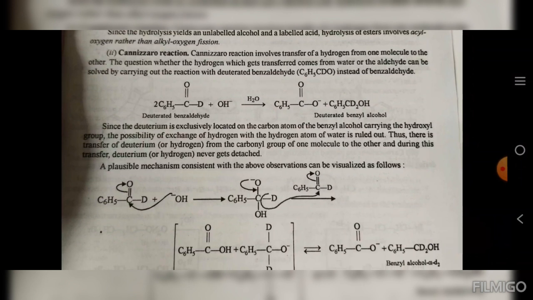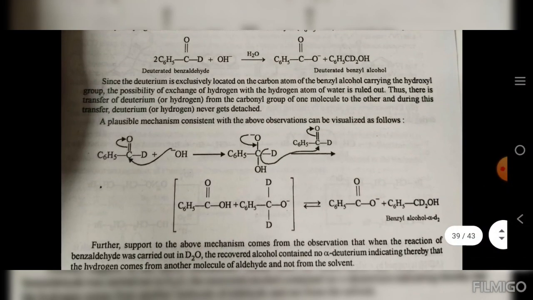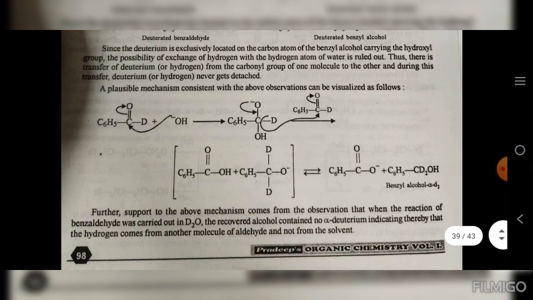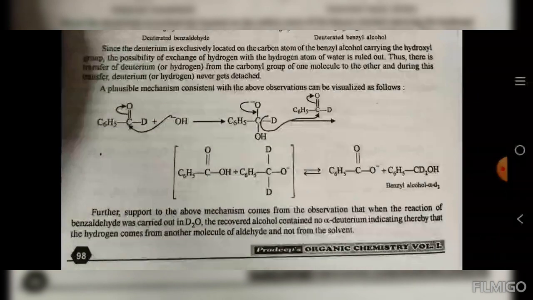Cannizzaro reaction. The Cannizzaro reaction involves transfer of a hydrogen from one molecule to the other. The question whether the hydrogen which gets transferred comes from water or the aldehyde can be solved by carrying out the reaction with deuterated benzaldehyde, C6H5CDO, instead of benzaldehyde. Deuterated benzaldehyde gives deuterated benzyl alcohol. Since the deuterium is exclusively located on the carbon atom of the benzyl alcohol carrying the hydroxyl group, the possibility of exchange of hydrogen with the hydrogen atom of water is ruled out.